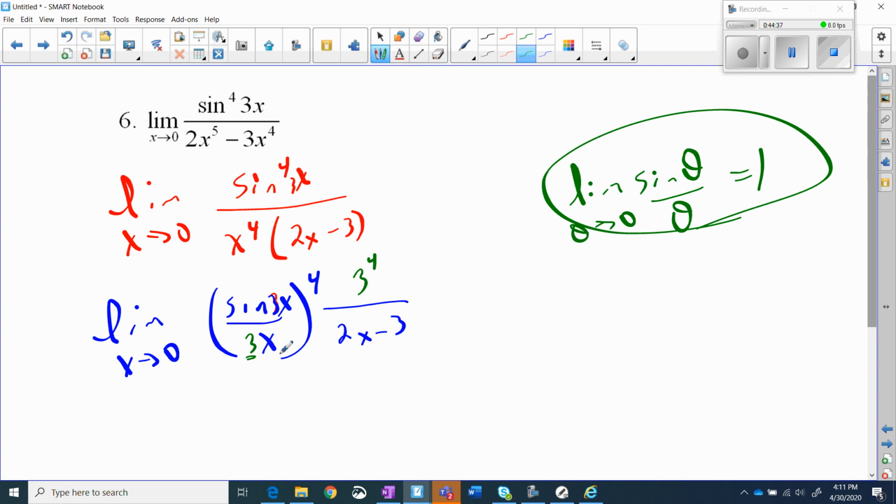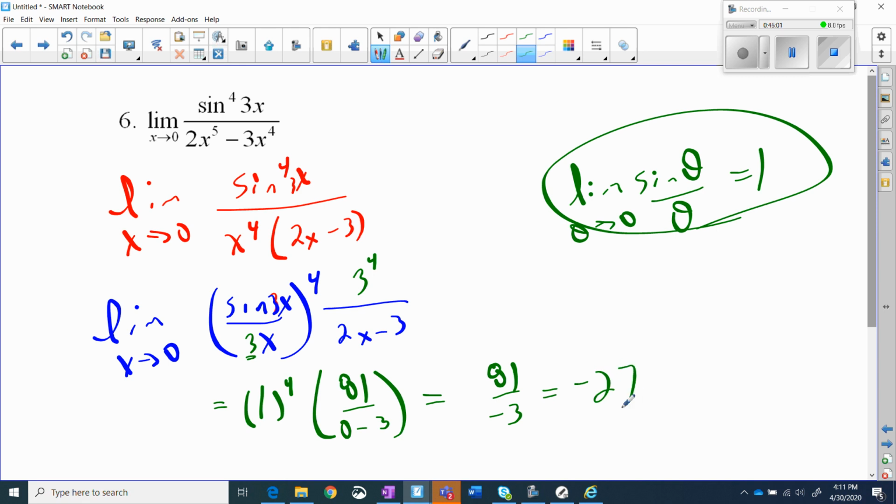Now it's 3 to the 4th, 3 to the 4th. Those two would essentially be equal to 1, which you're allowed to do. We've now got 1 to the 4th. 3 to the 4th is 81. X is going to 0, so that'd be 0 minus 3, leaving us with, so 1 to the 4th is 1, 81, divided by negative 3. Our answer would be negative 27.